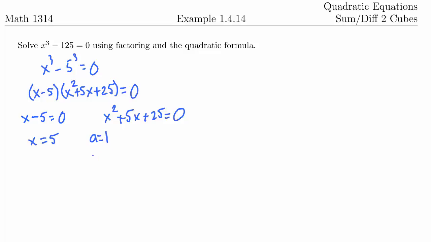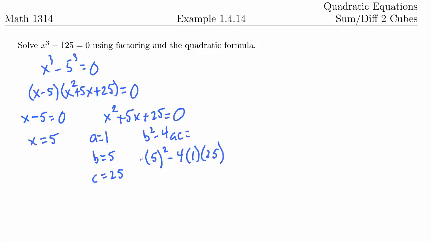So that gives me a equals 1, b equals 5, and c equals 25. b squared minus 4ac is going to be 5 squared minus 4 times 1 times 25. 5 squared is 25. 4 times 1 times 25 is 100. And there's only one negative, so it's a minus sign. 25 minus 100 is negative 75. And if you're not positive, go ahead and do the factor tree, but that's going to be negative 25 times 3.